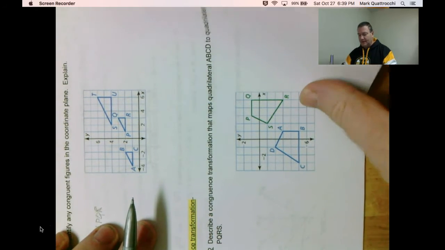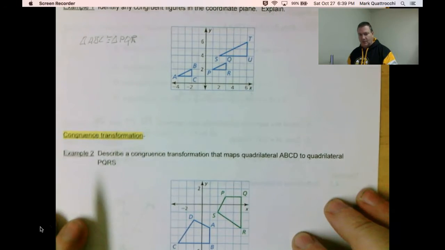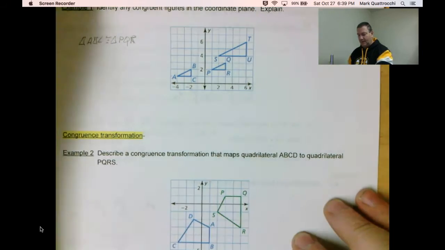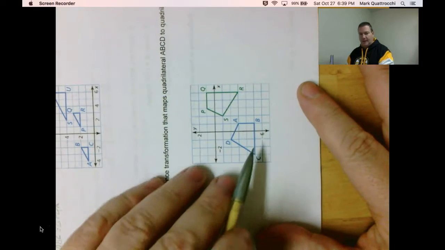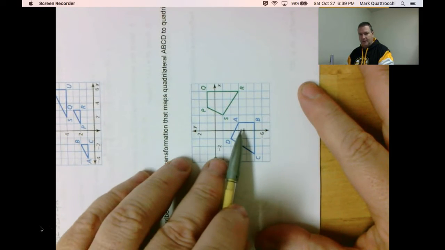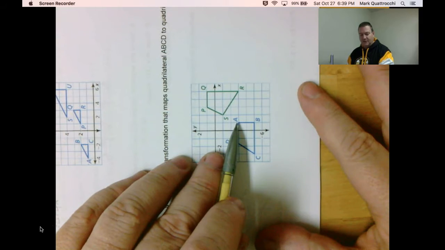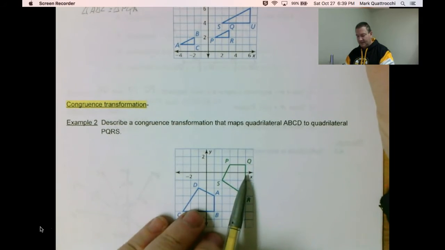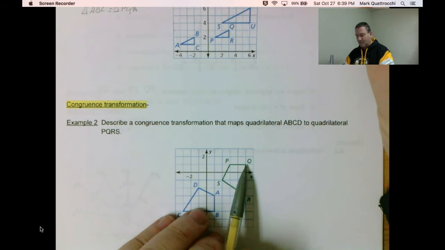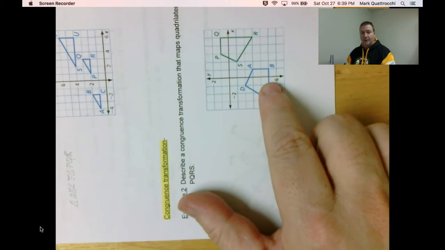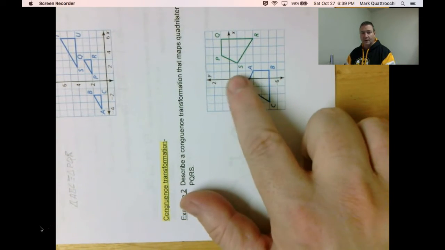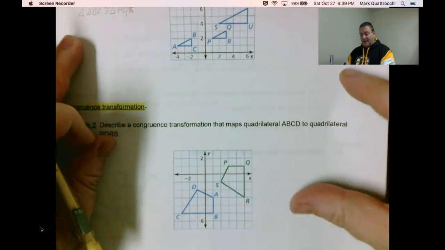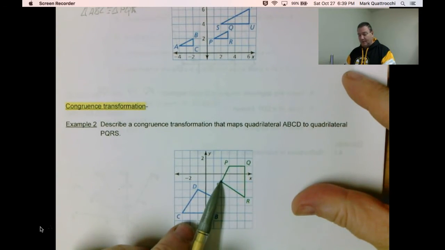Now let's go back and look at coordinates. P is at 3, 1. A prime would be at 3, 1 after a 90-degree rotation. Q is at 5, 1. B prime would be at 5, 1. 1, 2, 3, 4, 5, 1. Matching up, and I can do this with every single coordinate.